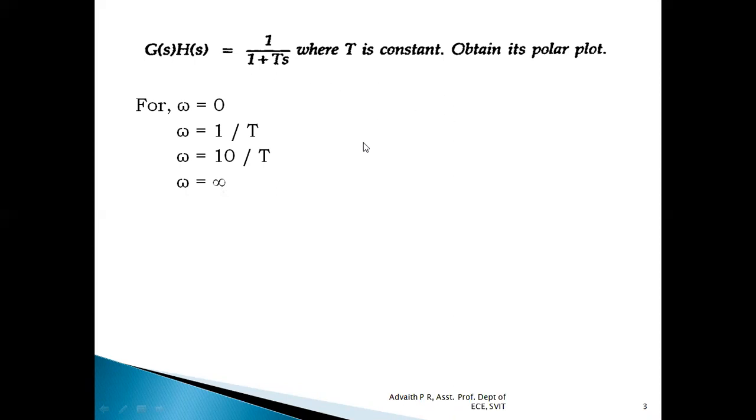First thing, whenever an open loop transfer function is given to us, the first step in polar plot is to substitute s equal to j omega in the frequency domain. S is equal to j omega. So when we substitute s equal to j omega, we get G(j omega)H(j omega) equals 1 divided by 1 plus j omega T.